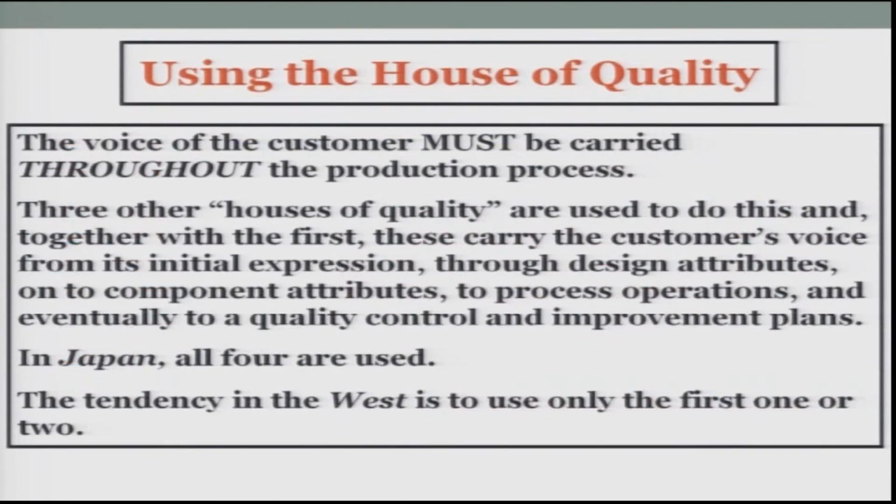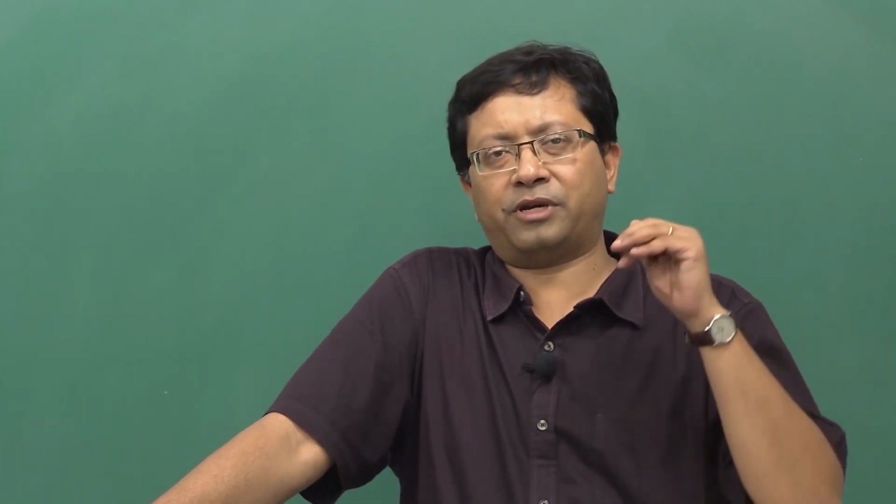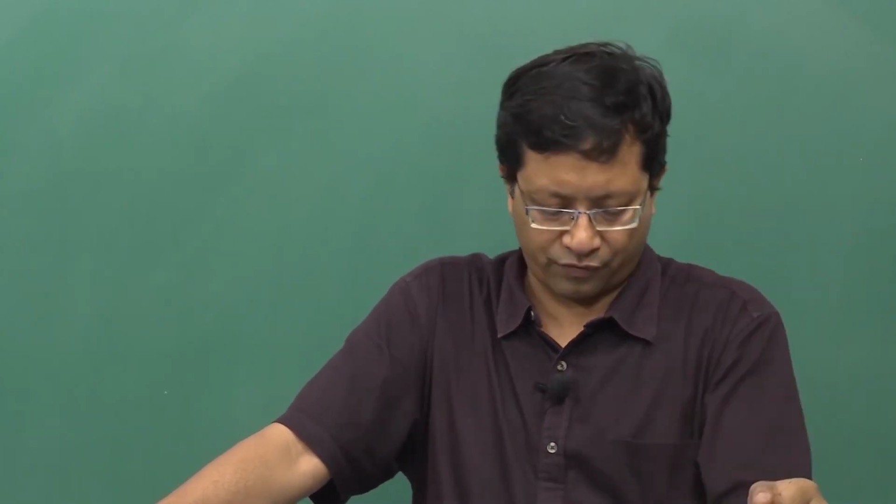So, using the house of quality, the voice of the customer must be carried throughout the production process, and each point should basically portray that. 3 other houses of quality are used to do this. Together with the first, they carry the customer voice from its initial expression through the design attributes, through the manufacturing attributes onto the component attributes, and the process operations are considered. So, they are considered in such a way that you go stage by stage from the designer to the conception of the idea to procurement of the material to the manufacturing unit and so on and so forth.